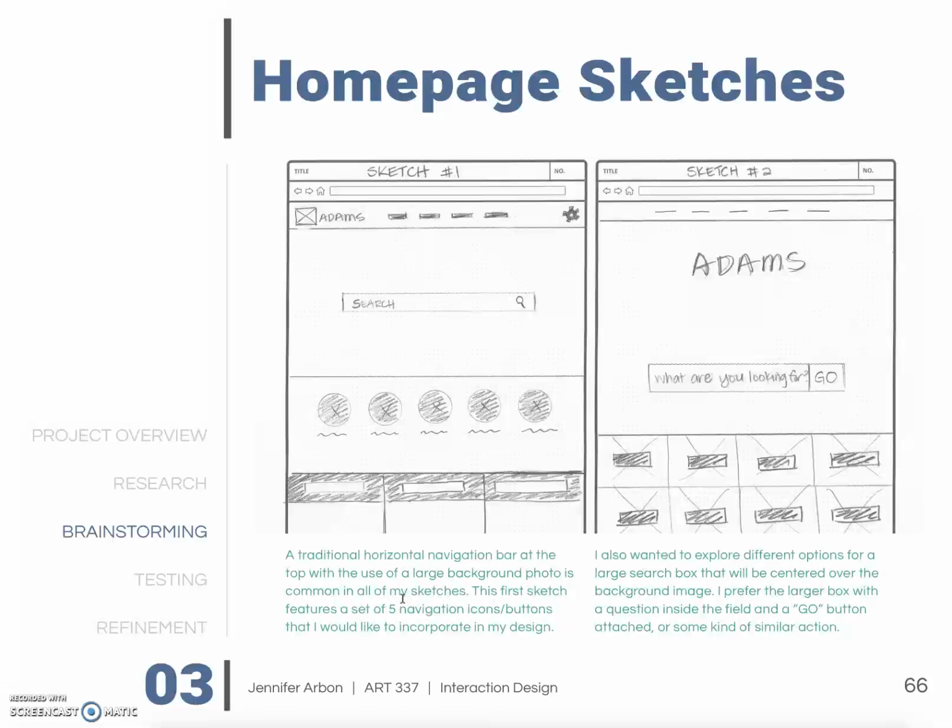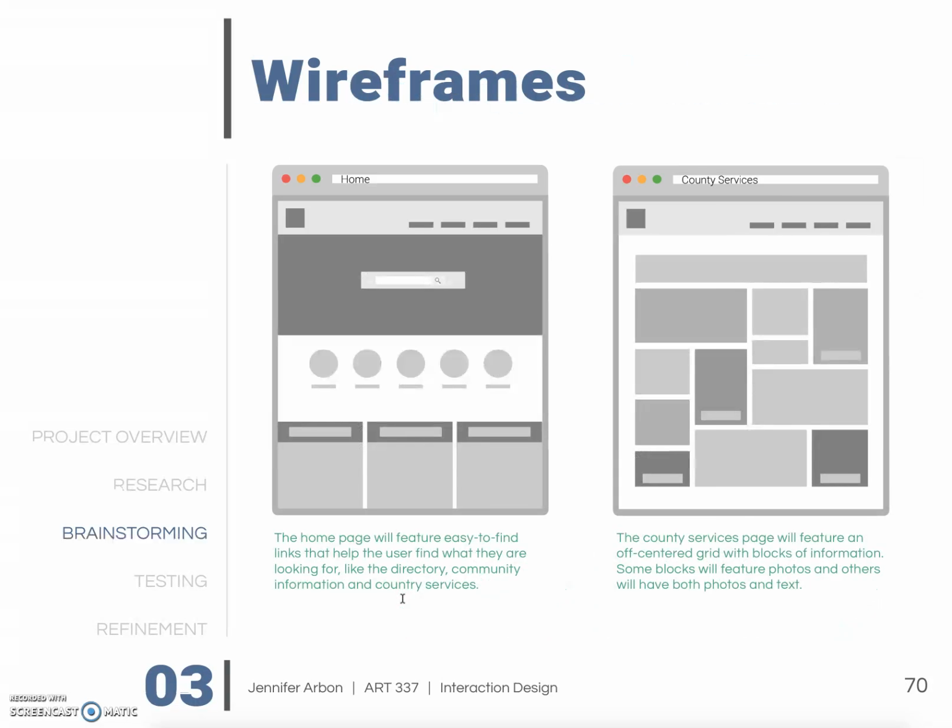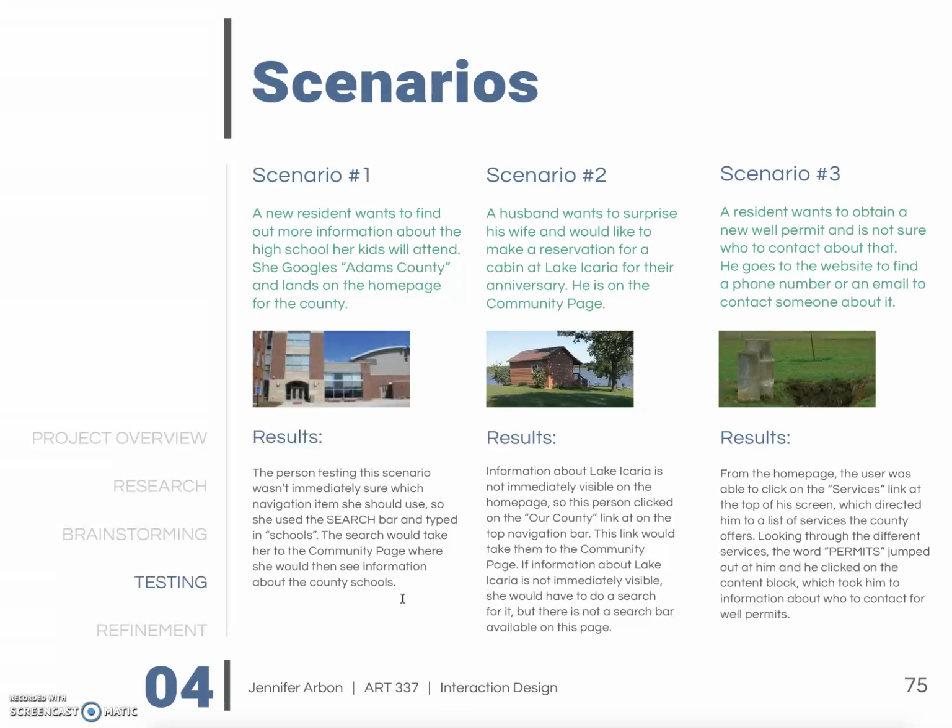I created some really quick rough sketches, and the biggest thing that I wanted to include were search functions where the user could easily search for things. And then I also wanted to create blocks of content so that the user could see the information quickly and find it easily. I created some wireframes, and this shows how those blocks of information were being laid out.